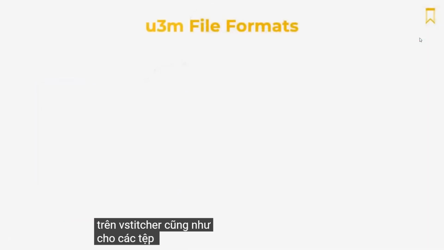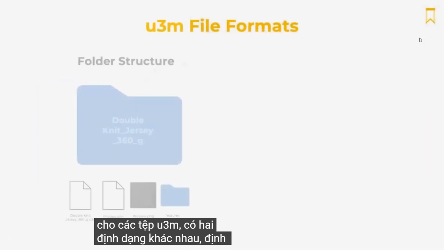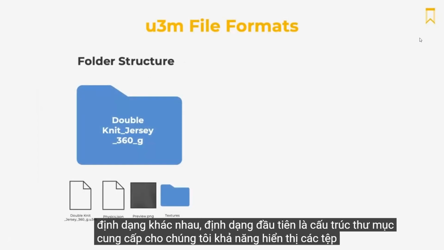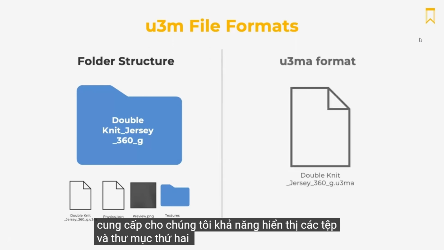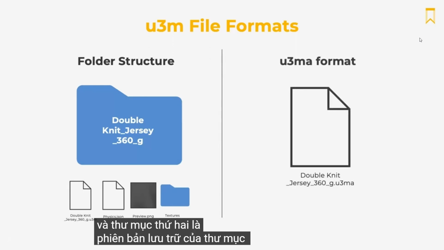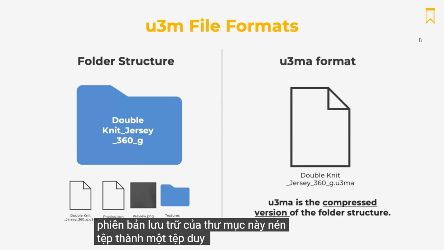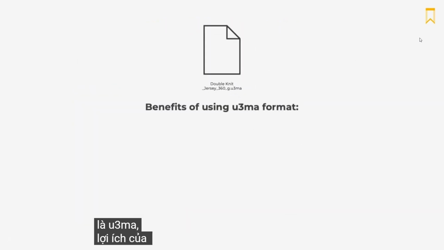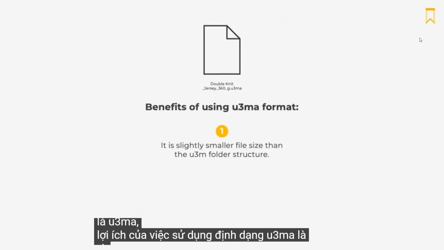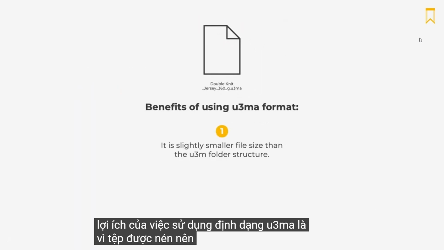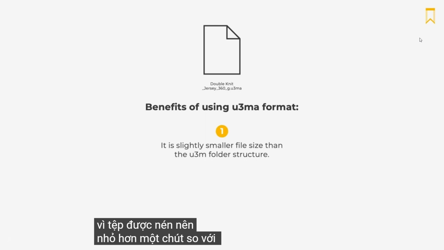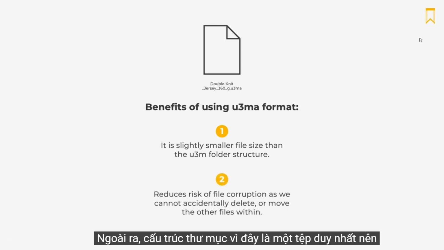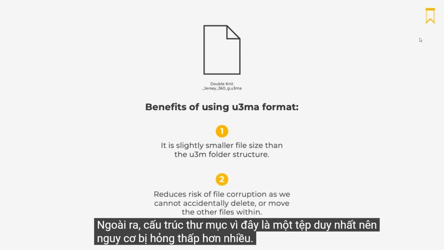For U3M files, there are two different formats. The first is a folder structure that gives us visibility to the files and folders. The second is an archived version of this folder that compresses the file into a single file, also known as U3MA. The benefits of using the U3MA format is that because the file is compressed, it's slightly smaller than the U3M folder structure. Additionally, since it is a single file, the risk of corruption is much lower.